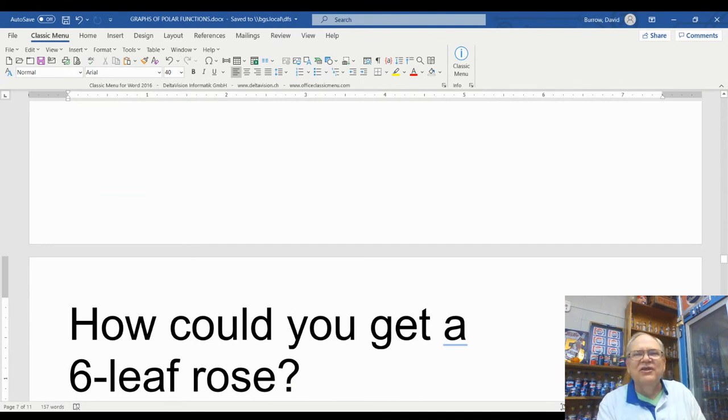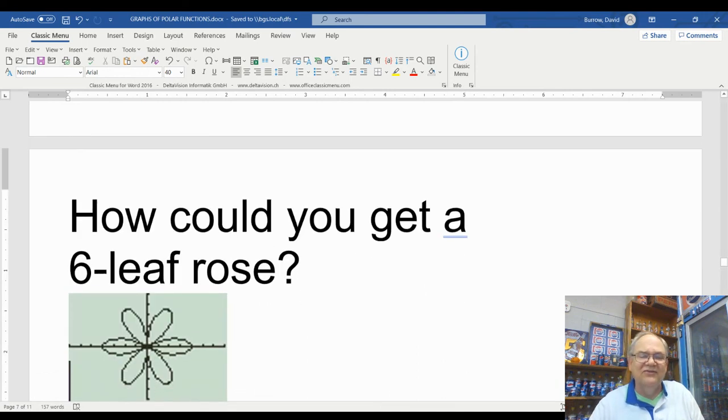Question that I want you to think about for a minute is how could I get a 6-leaf rose? How could I get something that looked like what I've got graphed here? You might want to just pause the video for a second and ponder that, and then we'll talk about where it might come from.